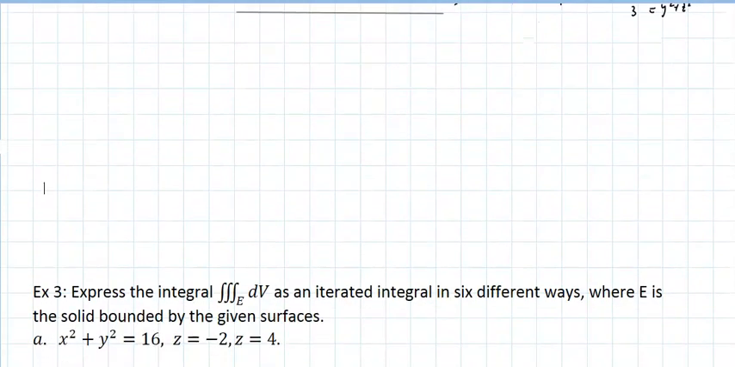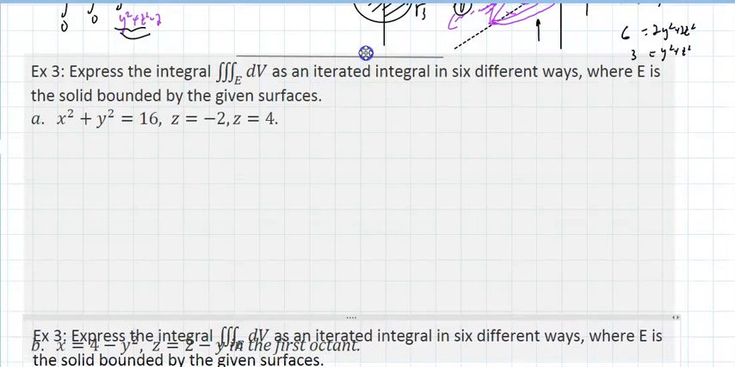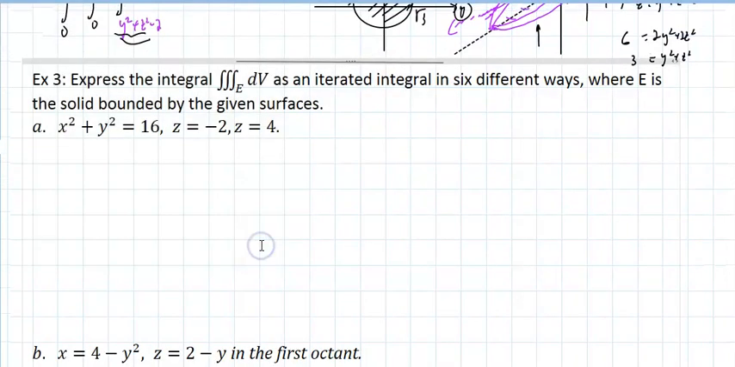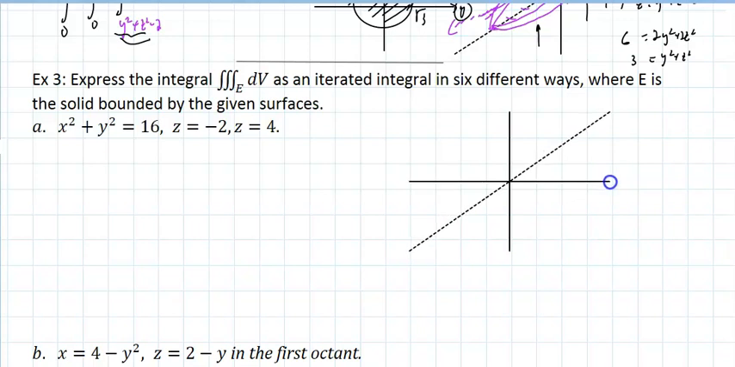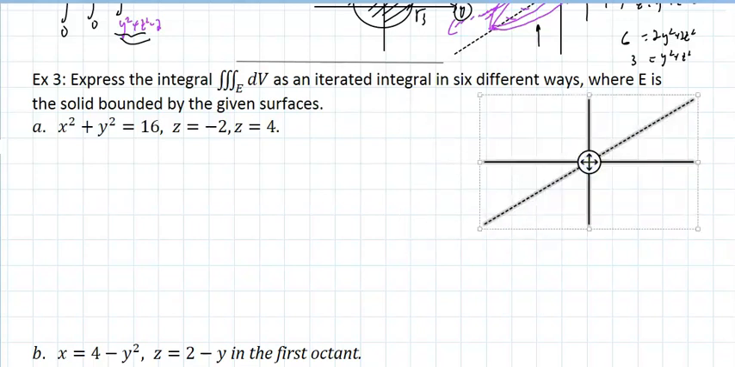Let me move on to the next problem. And this is the whole idea. If I look at this first problem, here again, the graphing is not a must, but the visualizing is. It says, express the triple integral over region E in 6 different ways. I'm going to look at this from the x direction, from the y direction, from the z direction.